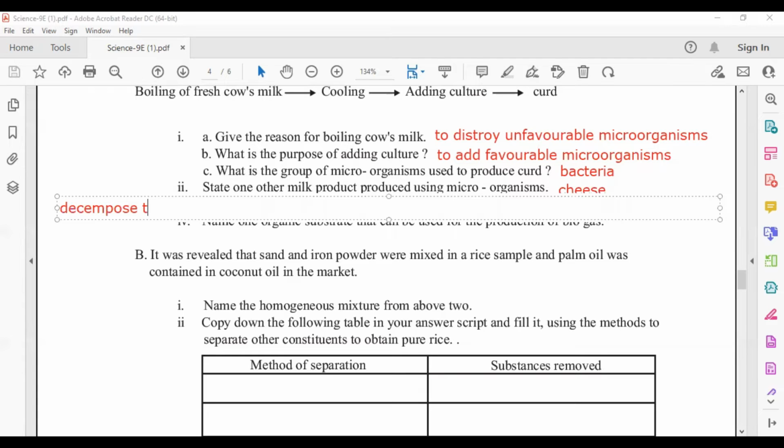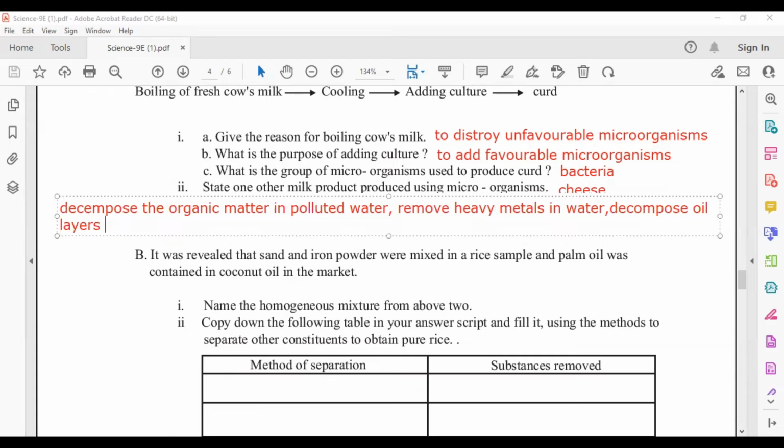Decompose the organic matter in polluted water. Another one, remove heavy metals in water. Another one, decompose oil layers on the ocean. Those are the answers.